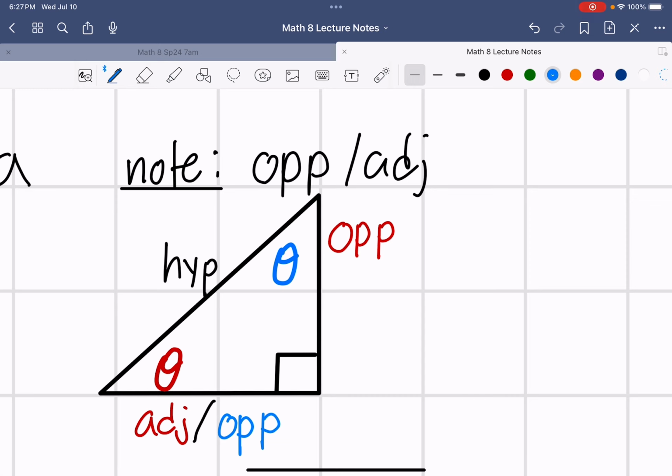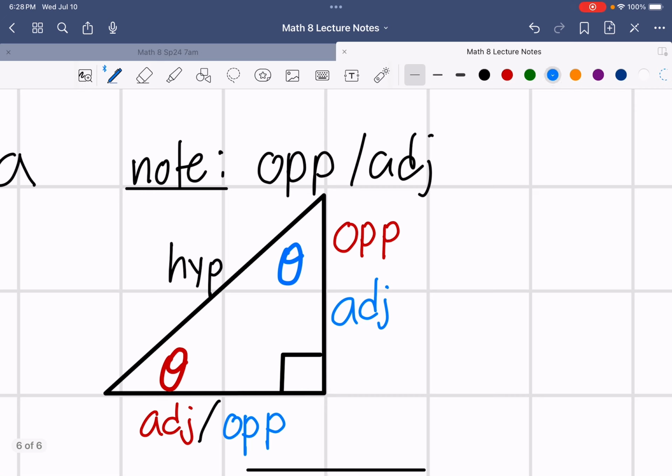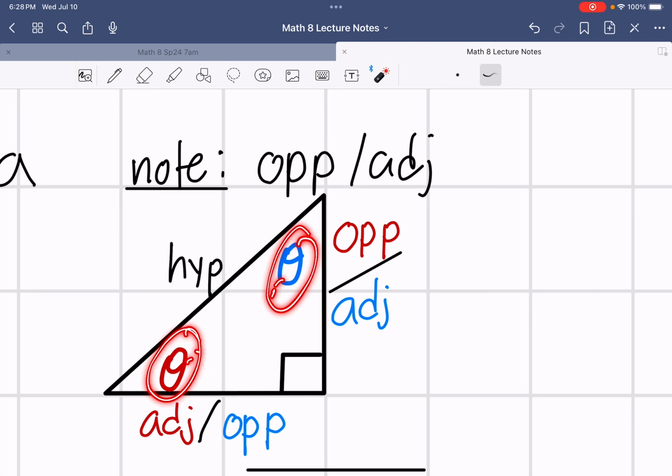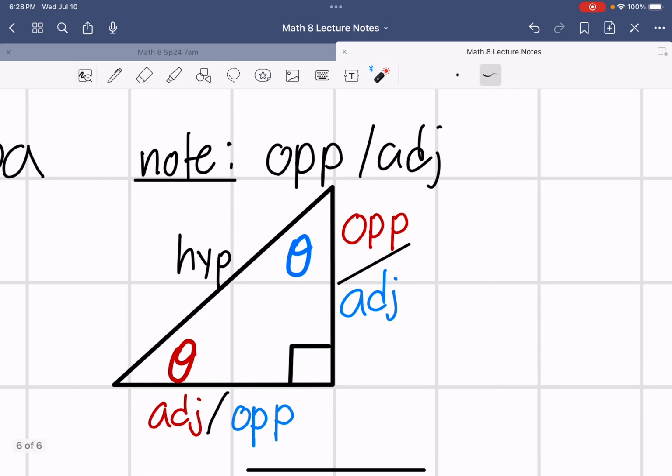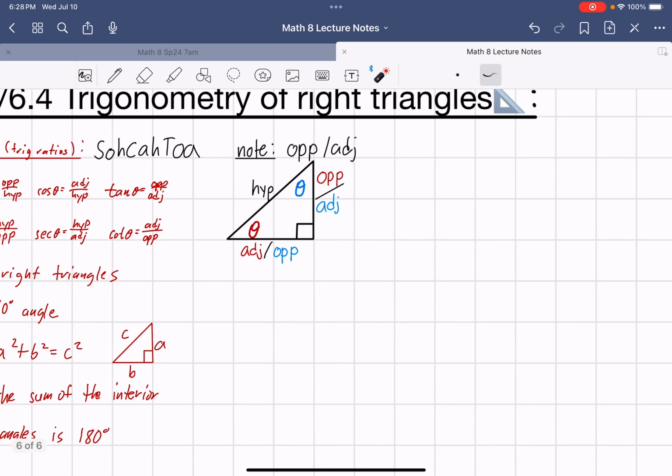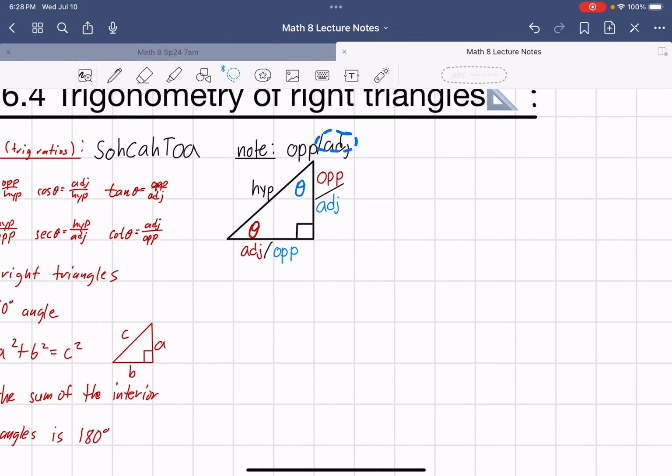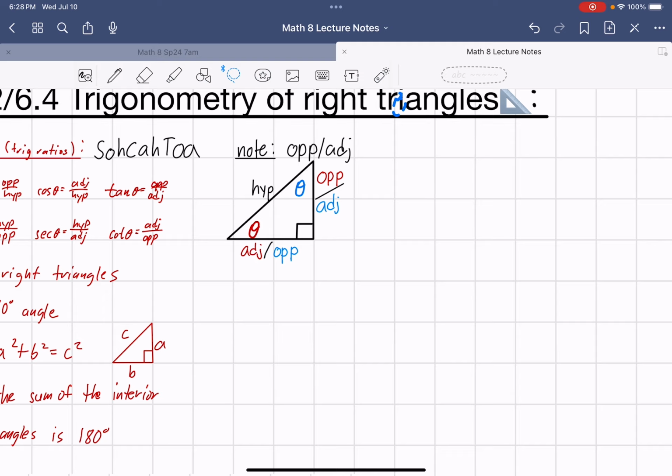Now, here, this side becomes the adjacent side for theta, the blue theta. So just keep that in mind when you're finding your opposite over your hypotenuse, because depending on the angle that you're looking at or using, the opposite, of course, is going to change. So just something to keep in mind. But let's just jump in and do some examples.